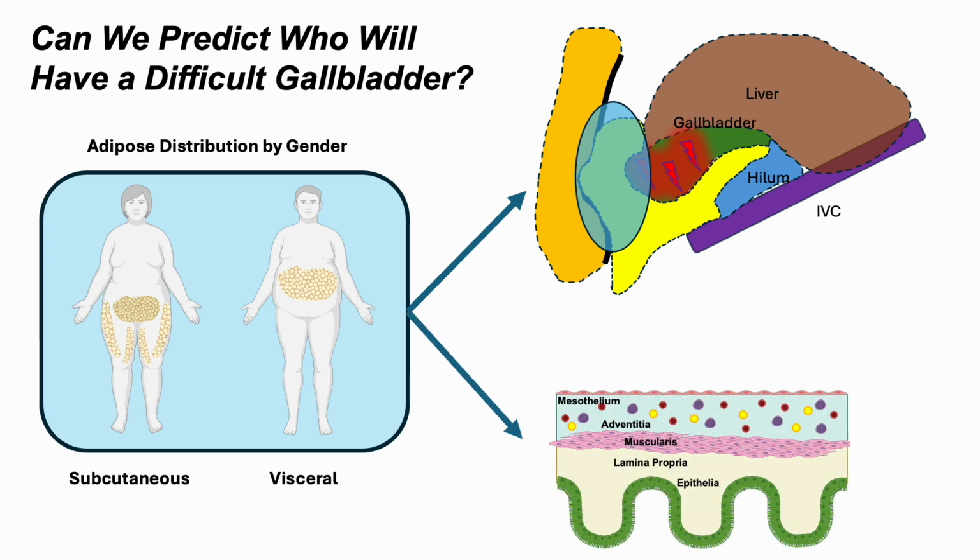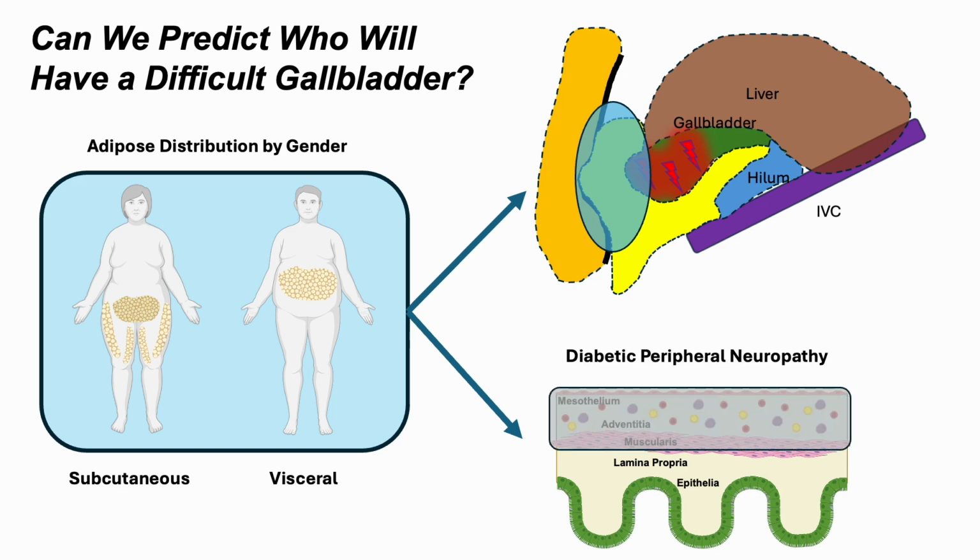The second factor that often tracks closely with obesity and metabolic syndrome is diabetes. Long-term diabetes can cause microangiopathies and peripheral neuropathies. Similar to losing sensation in the feet, diabetics can also lose sensation in their visceral afferent nerves. These individuals are less sensitive to pathologic changes in their gallbladder.